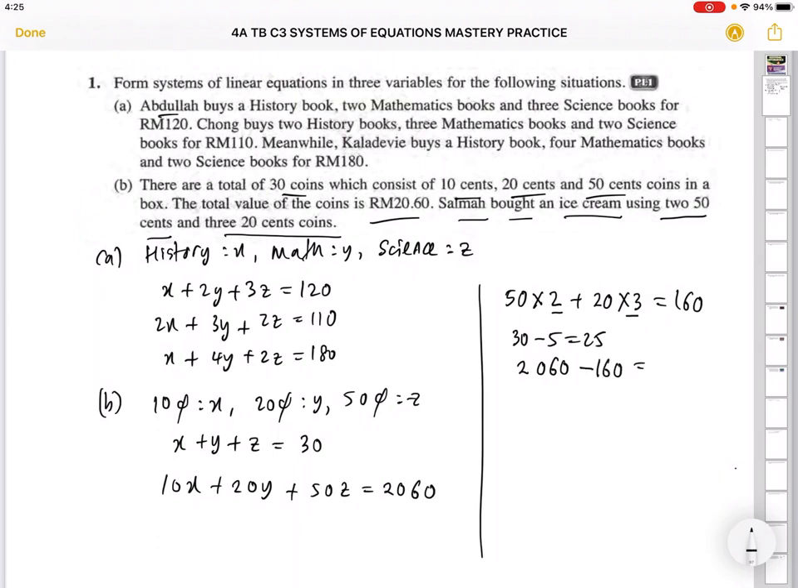How much do you have left? You will be 1900, 19 ringgit. But can we form an equation of this? We can't, right? Yeah, we still cannot. So this is a problem, right?